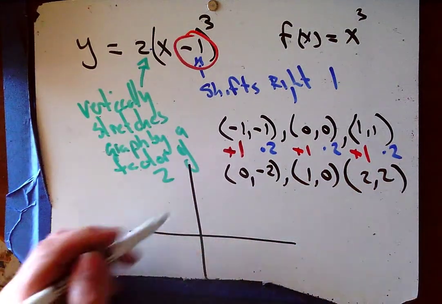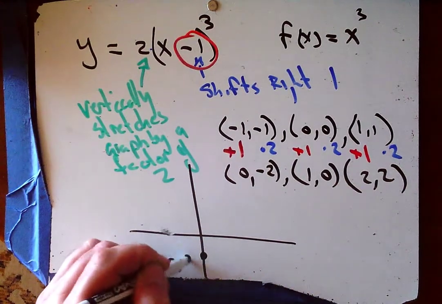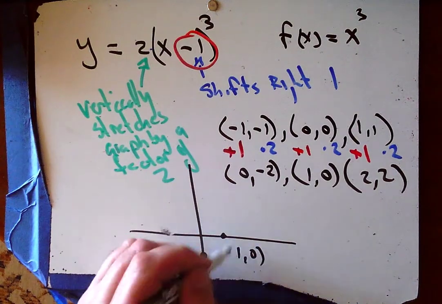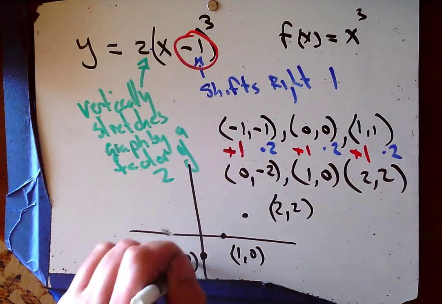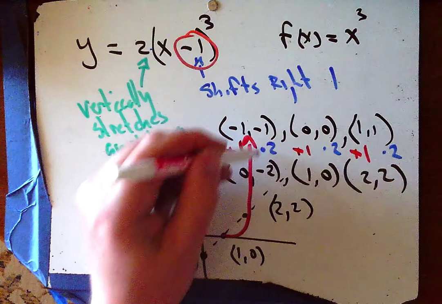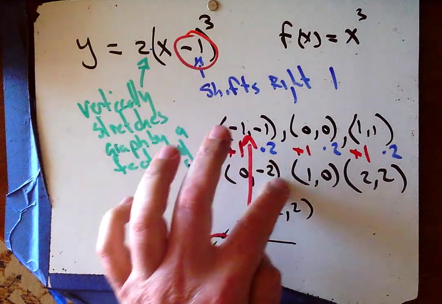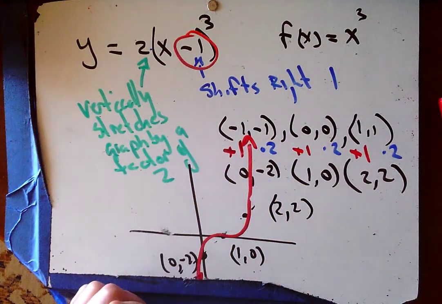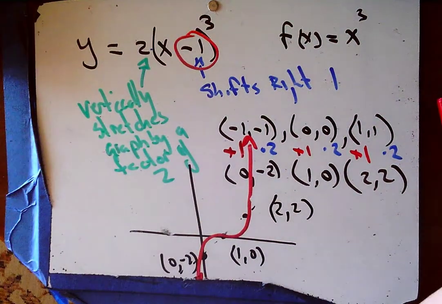So let's make that graph. 0, negative 2, 1, 0, and 2, 2. Now remember, this is not a straight line. I'm not connecting these with a straight line. Instead, this is the x to the third shape. So, looks like a parabola points up over here, and a parabola points down over here. Okay, so I have to know the shapes as well as the reference points when I apply these transformations. Any questions about that?